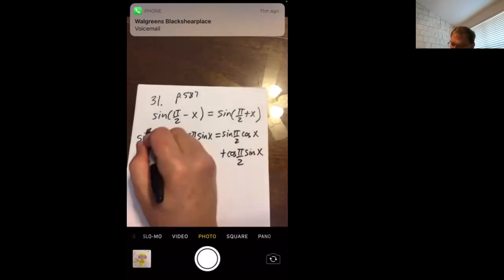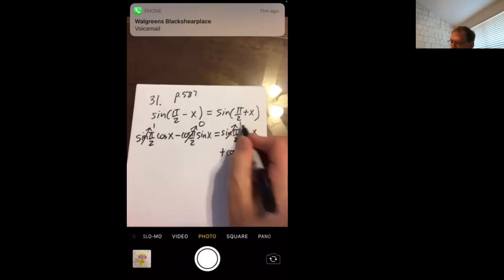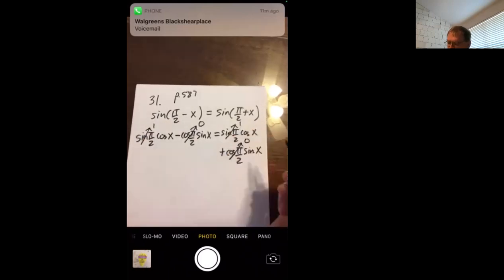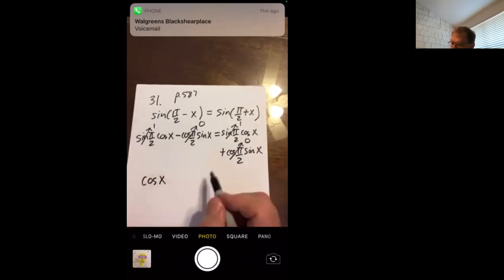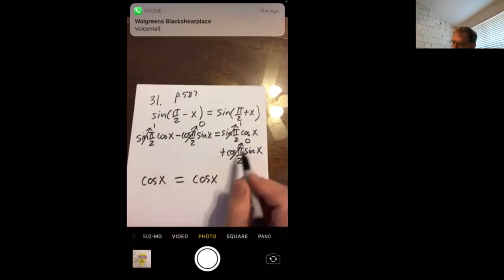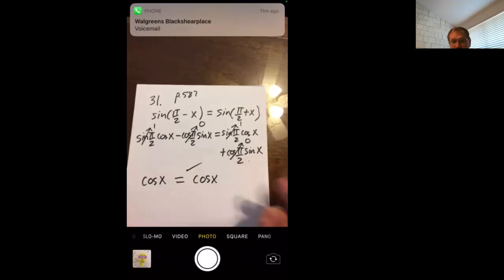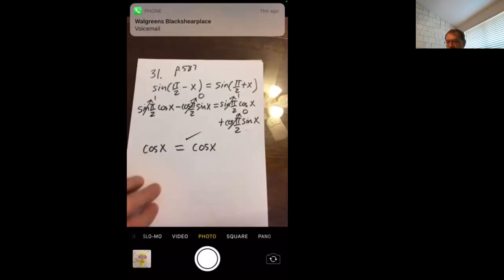Okay, again, sine of pi over 2 is 1, cosine of pi over 2 is 0, sine of pi over 2 is 1, and cosine of pi over 2 is 0. So we come down with a cosine x times 1 there. That dies. We have a cosine x times 1 here. This dies, and there you are. So yeah, these have been cooked to follow the formulas.